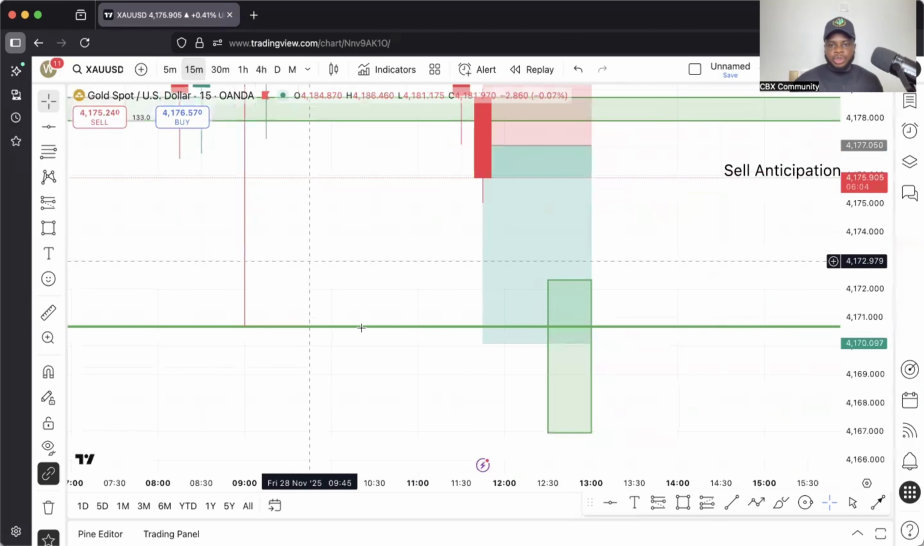But my target, I'm targeting like 70 pips. The candle will continue to break this, it will get to my take profit and continue to come down. But just know how much you want and how you want it.